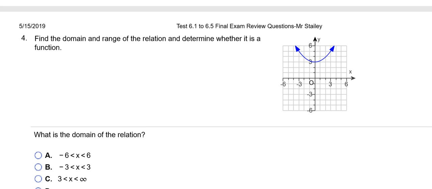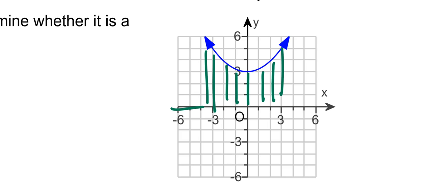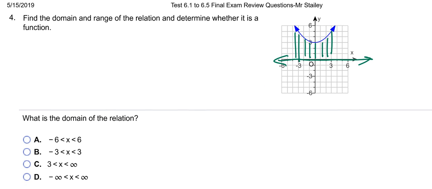Okay, find the domain and range. Okay, we talked about how for domain, we push all the values onto the x-axis and we decide how much of the x-axis would get covered. All of it, huh? Which one of the answer choices says that? D is correct. Negative infinity to infinity.